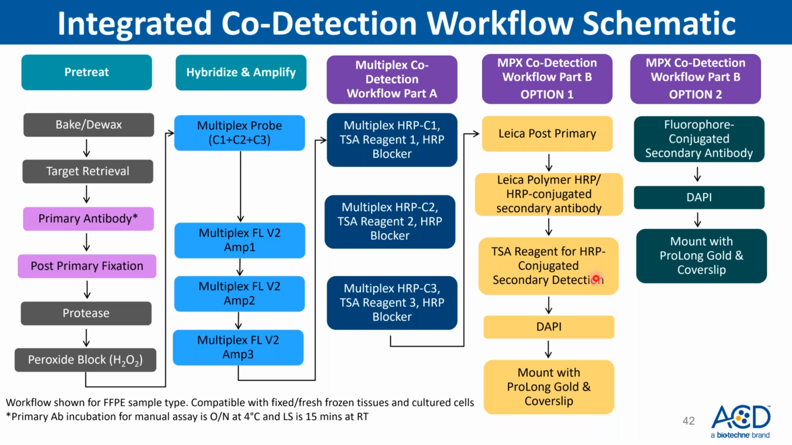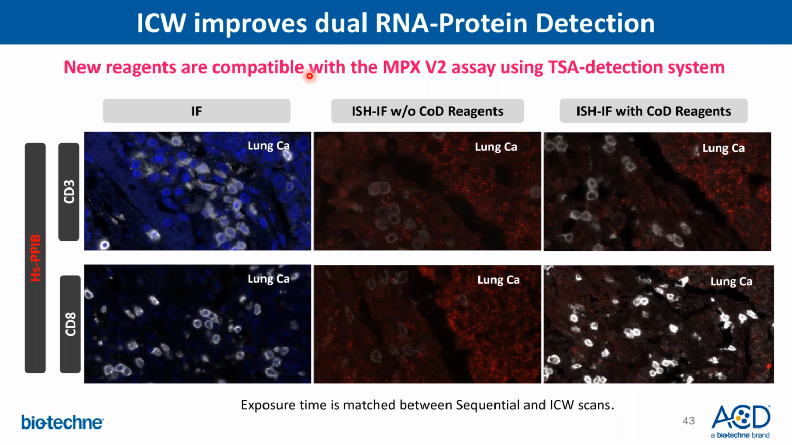We'll next look at some of the images or staining results for the RNA protein co-detection using the new ICW workflow. Shown on this slide is an example of how the ICW workflow improves dual RNA protein detection. In the top panel, you have dual staining for RNA and protein. We are looking at human PPIB and CD3 antibody in the top panel, and in the bottom panel we have human PPIB for RNAscope and CD8 antibody for the IF in lung cancer FFPE samples.